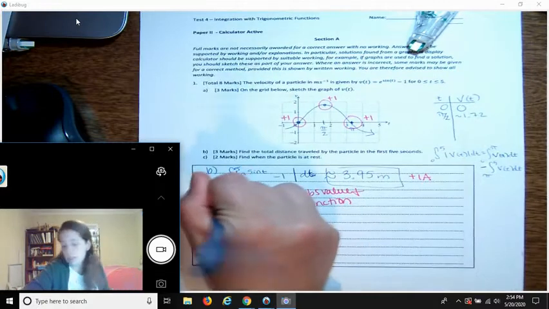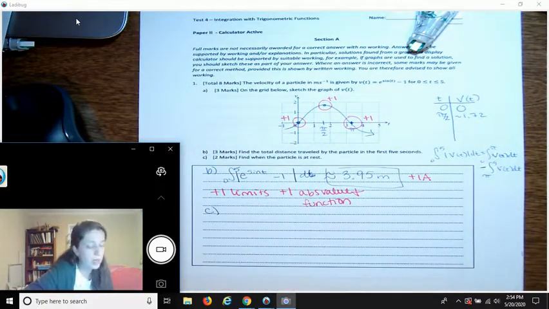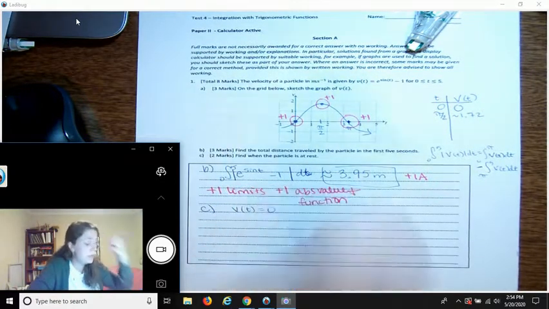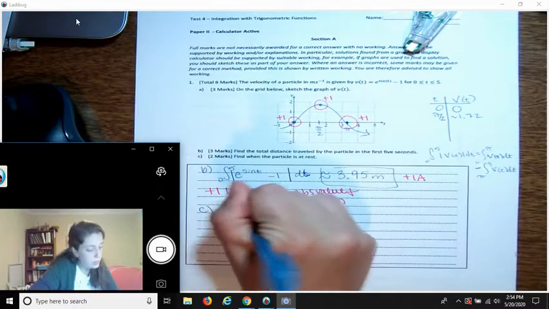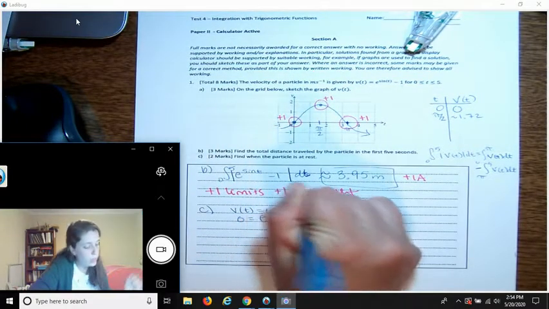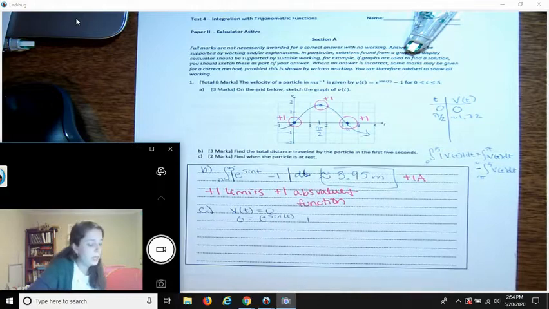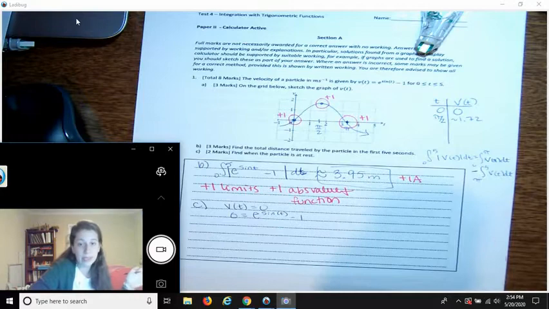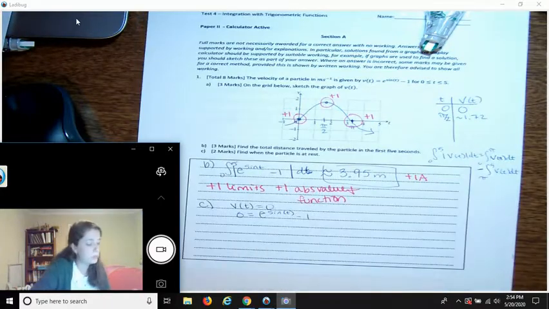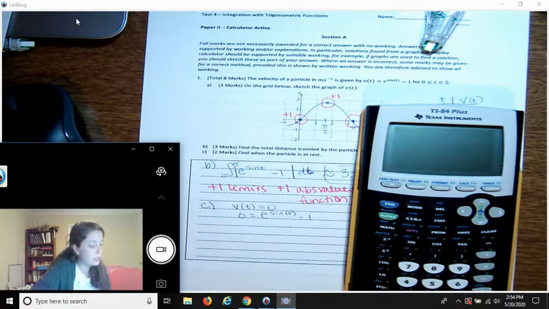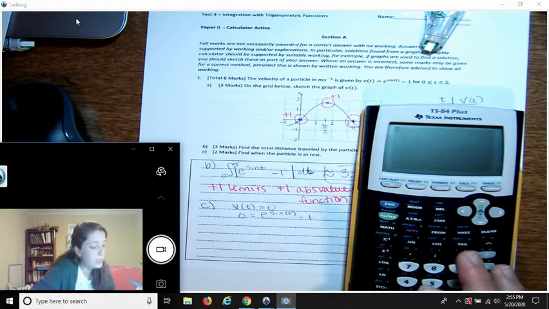Now our last thing is part C. It says find when the particle is at rest. Things are at rest when V of t is equal to 0. So I would take 0 and set it equal to my function, e to the sine of t minus 1. Then I would personally calculate this algebraically because I feel like it's pretty straightforward. But you could also just stick this in your calculator.